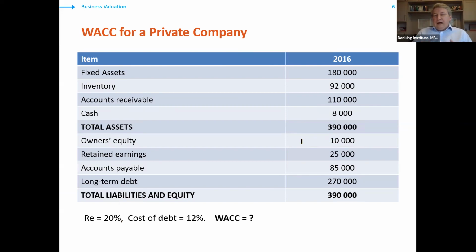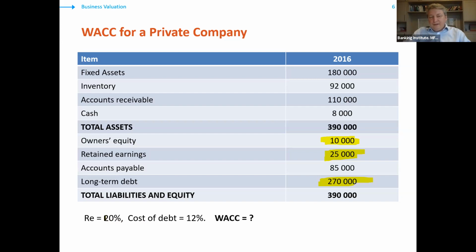Where is our equity? First, it's owner's equity here plus retained earnings, because the retained earnings is another part of equity. So this company has equity of about 26,000 and debt of about 270,000. So it looks like its capital is 10% of equity and 90% of debt, roughly, right?